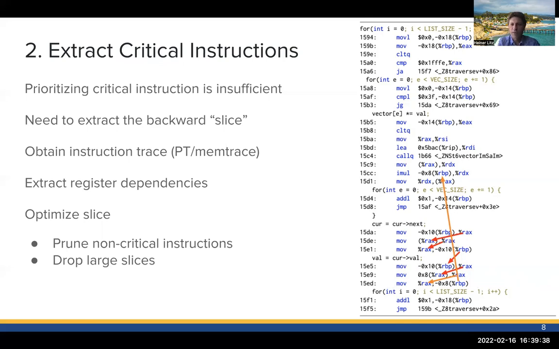We perform this in software as well, because by operating on instruction traces, we have the whole sequence in front of us, and we can easily traverse these instruction sequences in forwards and backwards directions. We then apply a number of optimization mechanisms to prune non-critical instructions from the slice and to drop large slices entirely until we have a good set of critical slices for a given application.